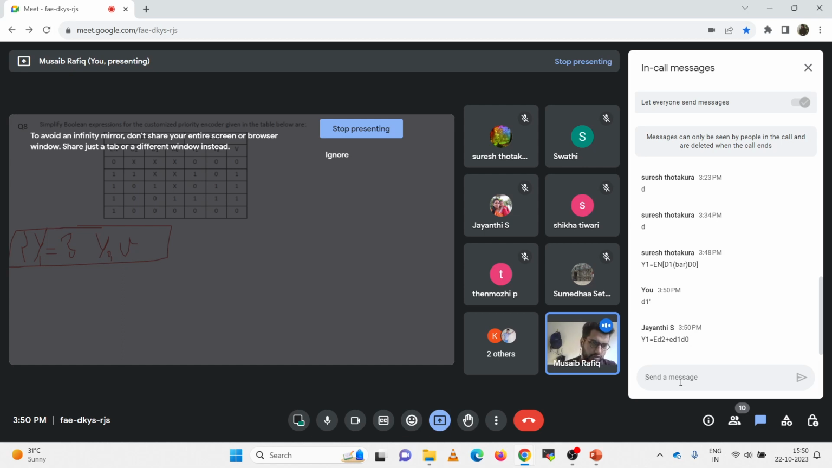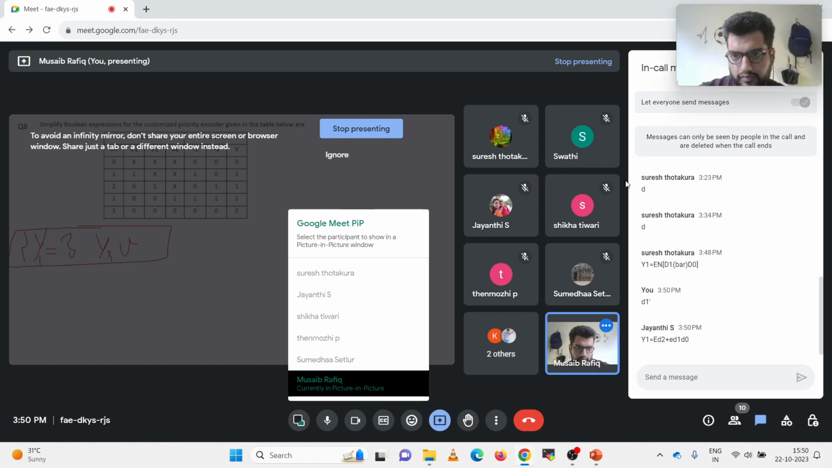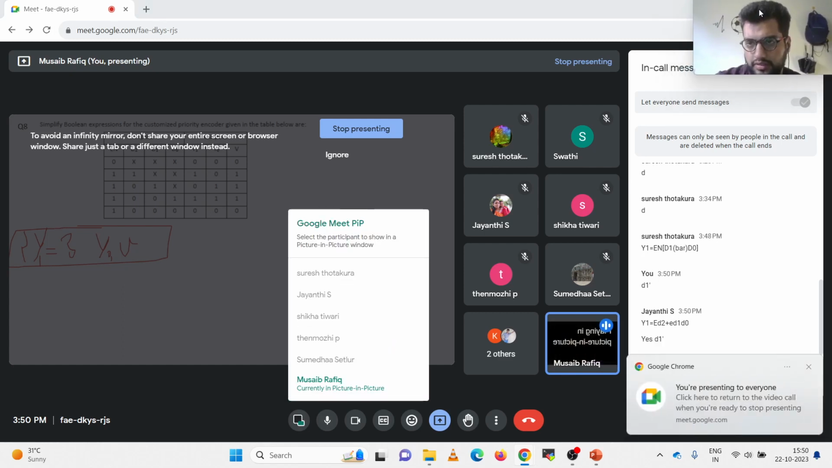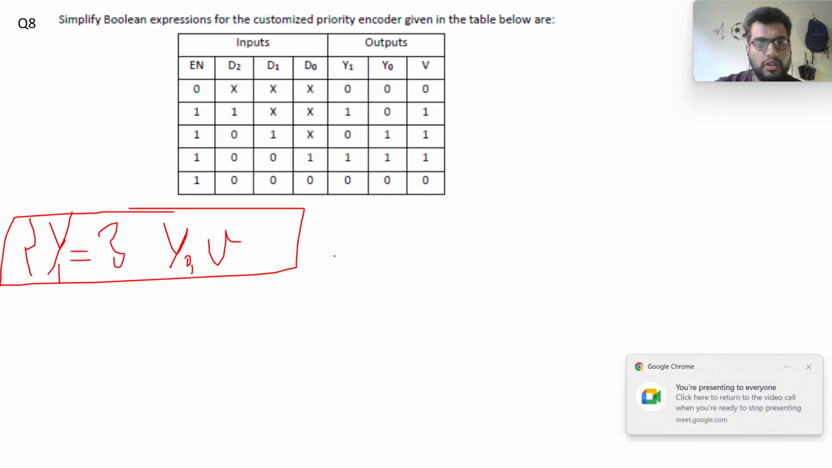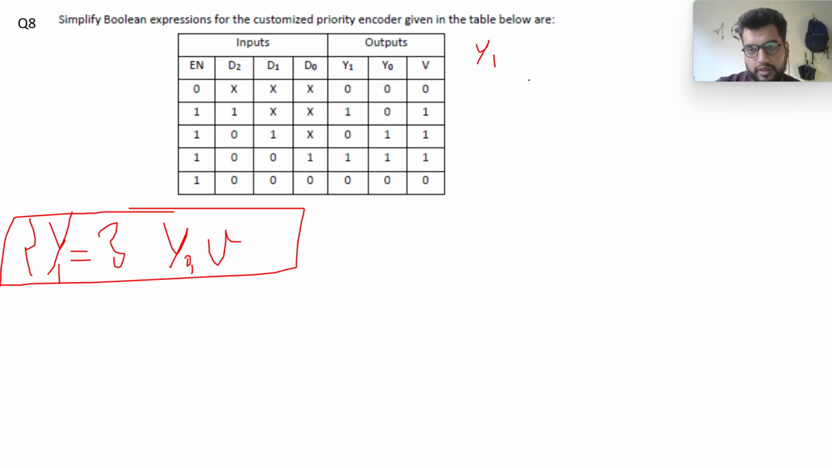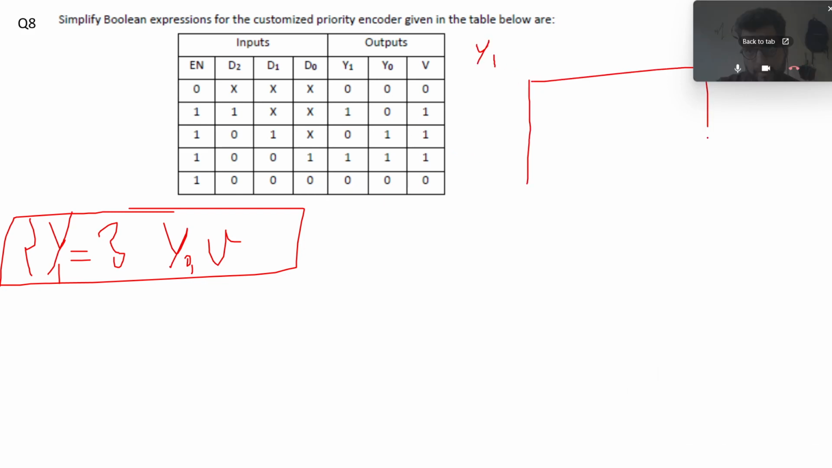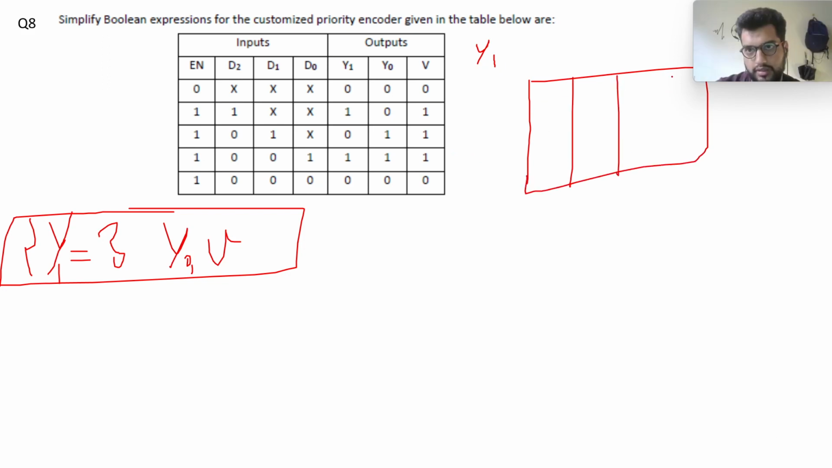So let me just show the solution. I expected other students to do it also. This was a very simple problem. Are you guys doing it? Yes. So now let me just show. So what we have here is we first do it for y1 and let's draw the K map. So there are four variables.